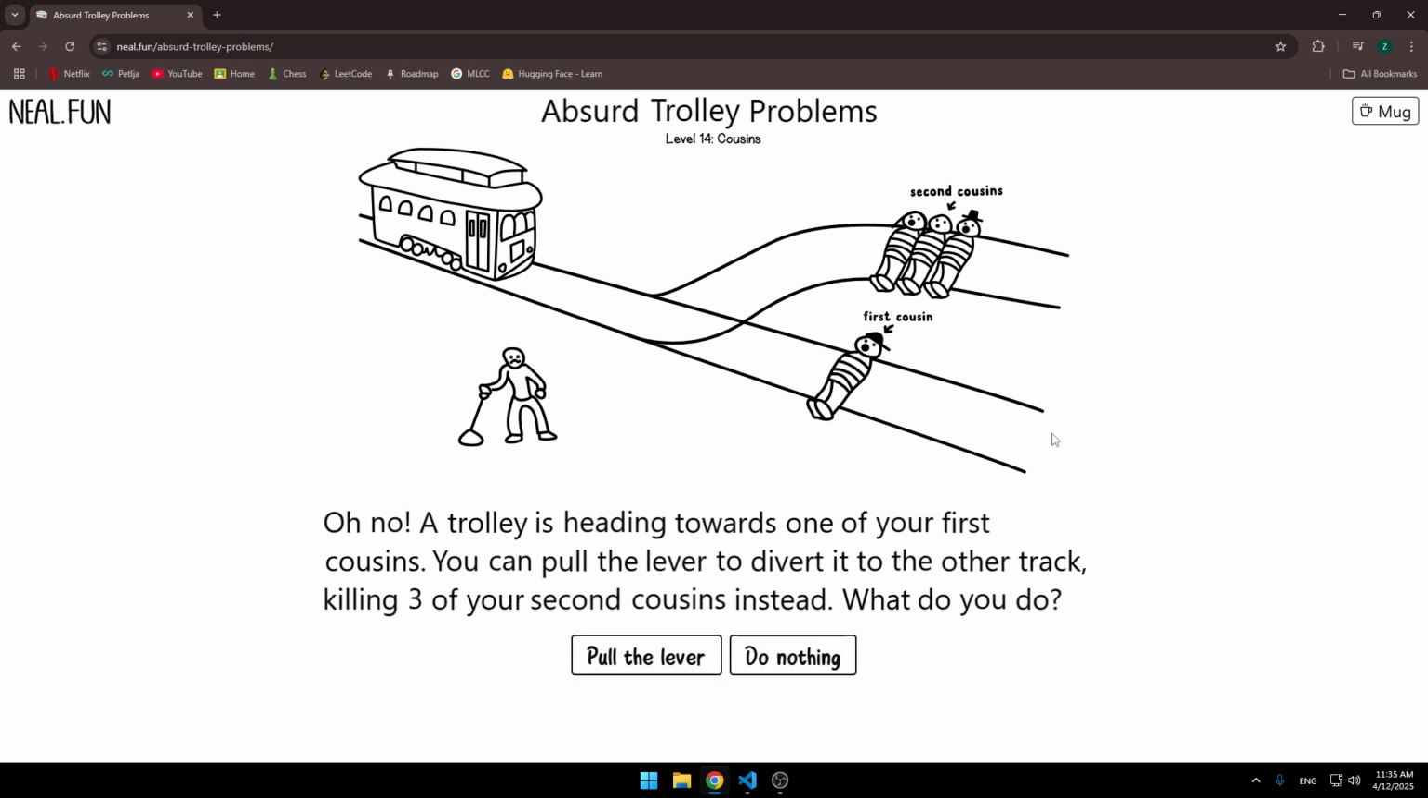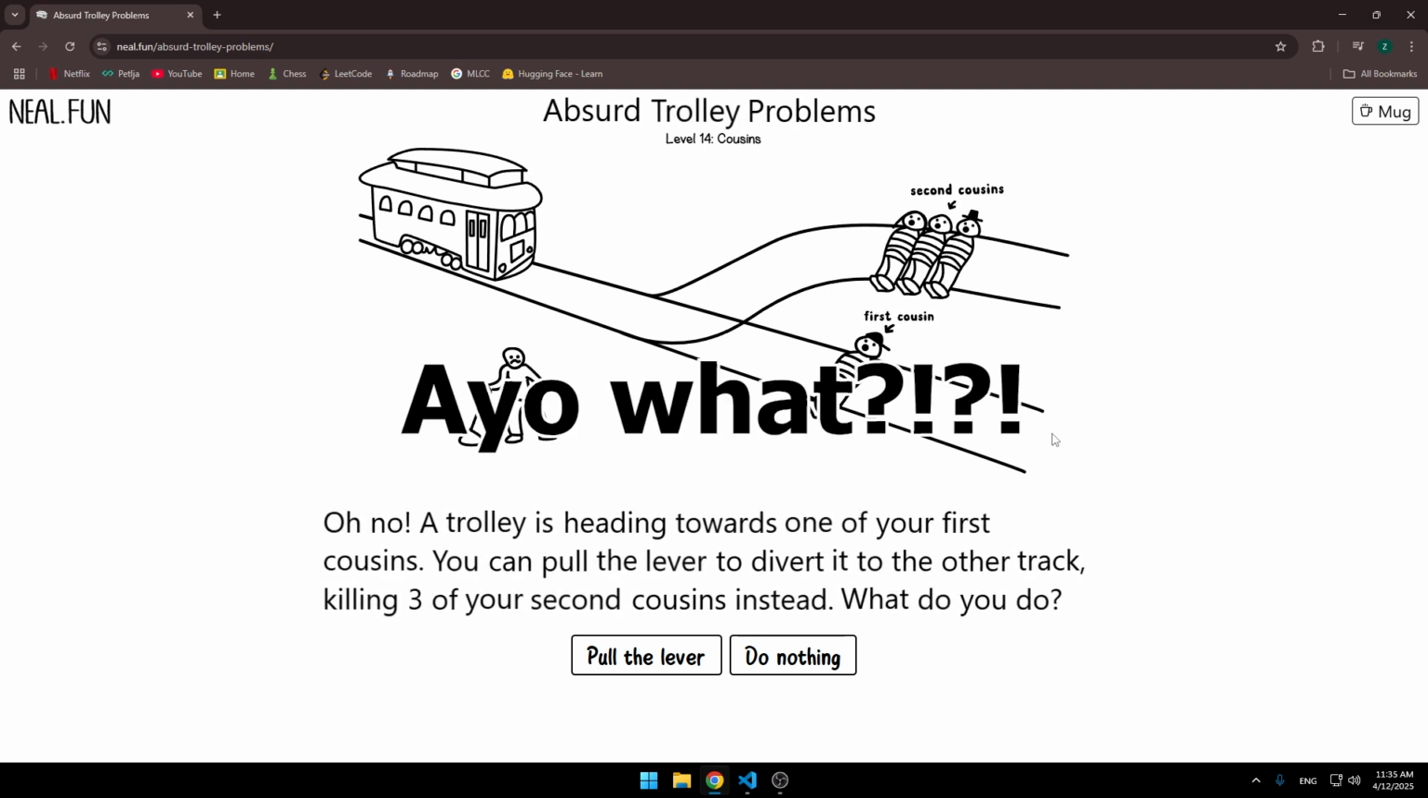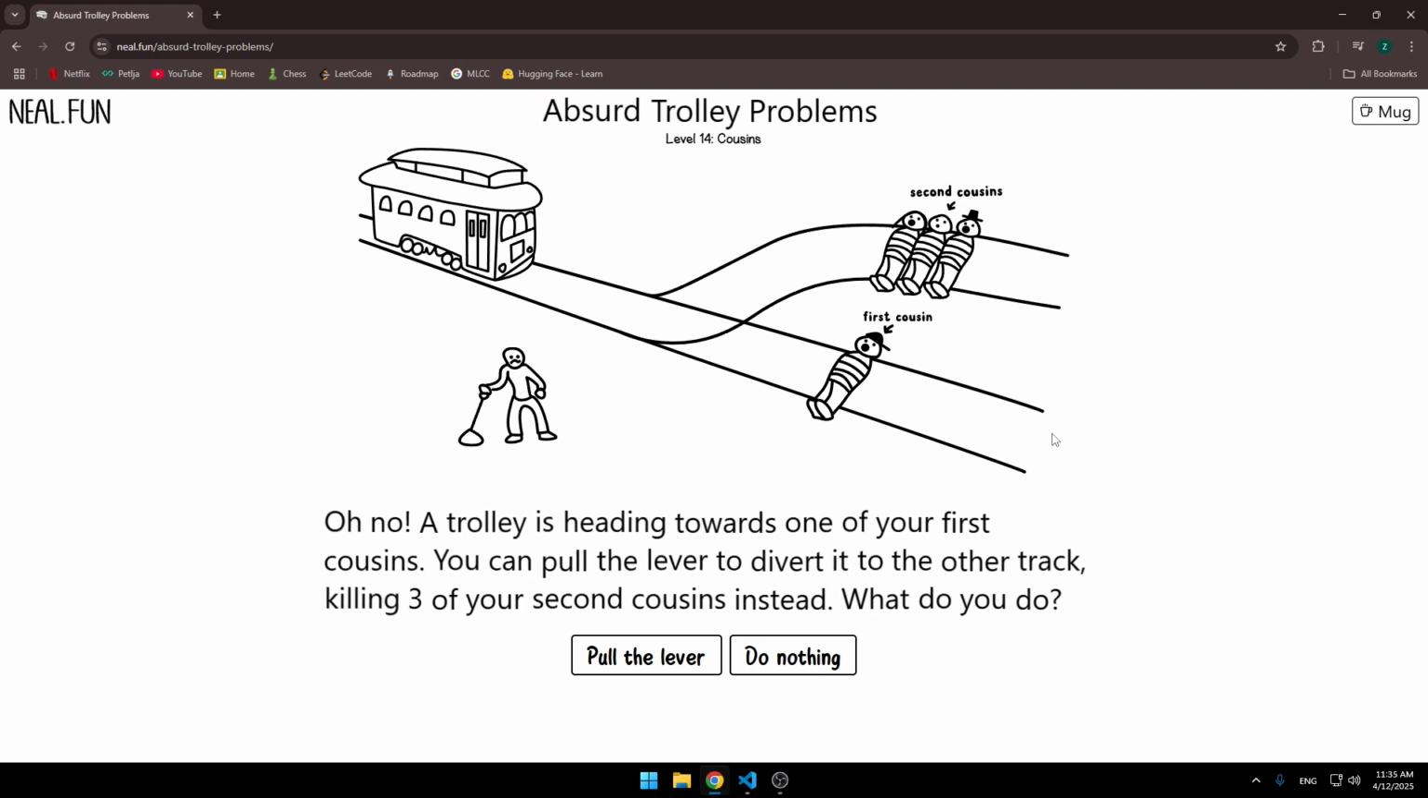Cousins. Oh no, a trolley is heading towards one of your first cousins. You can pull the lever to divert it to the other track, killing 3 of your second cousins instead. What do you do? Oh yeah, they're just gonna kill the 1 cousin. These are kind of boring because it just does the most logical thing. Pull the lever. Reasoning: while both outcomes are tragic, actively choosing to sacrifice 3 people instead of 1 aligns with minimizing harm, a core principle in many ethical frameworks. It's a brutal calculation, but inaction makes you complicit in a larger loss.